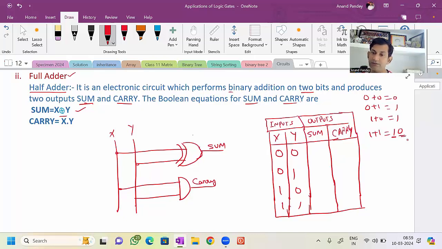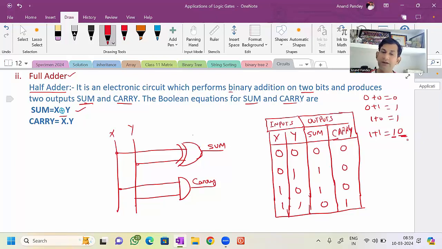In the case of 1 plus 1, for 0 plus 0, sum will be 0 and carry will also be 0. There is no carry in 0 plus 0. For 0 plus 1, sum will be 1 and carry will be 0. There is no carry here too. Again, 1 plus 0 will be 1 and the carry will be 0. Now 1 plus 1, as I told, sum will be 0 and carry will be 1.